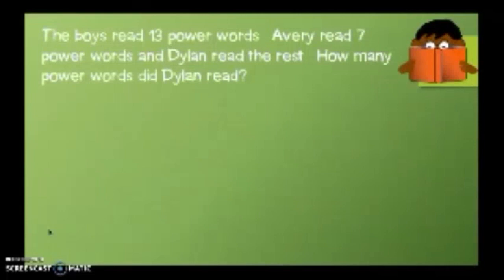The boys read 13 power words. Avery read 7 power words, and Dylan read the rest. How many power words did Dylan read?